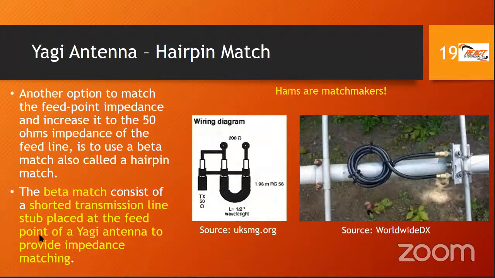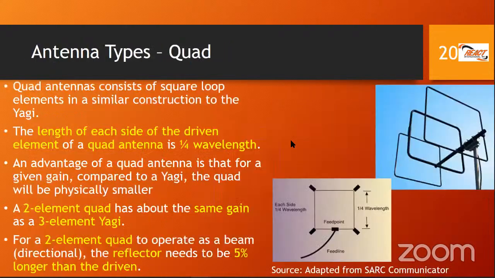And it's placed at the feed point, because notice this is the feed point here. This is the SO-239 connector that you're going to bring your feed line to on your antenna. So that's the feed point. And the stub is at the feed point of the Yagi antenna, and it provides impedance matching. Again, hams are matchmakers all day, all night.